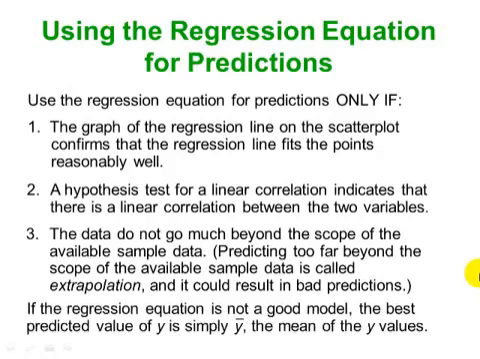Now, if we don't have these three conditions met, then that would mean that our regression equation is not a good model to predict our y values. So in that case, the best predicted value of y is just the mean of the y values.